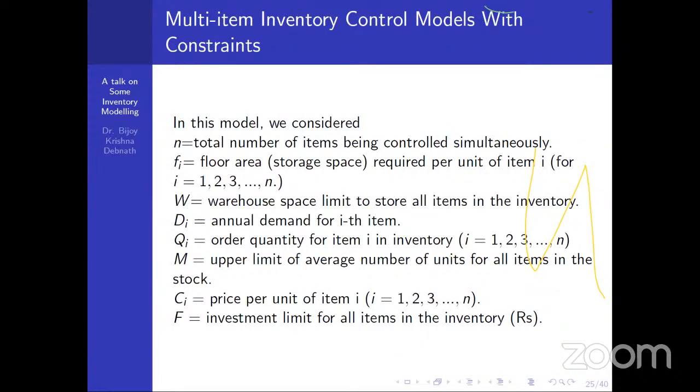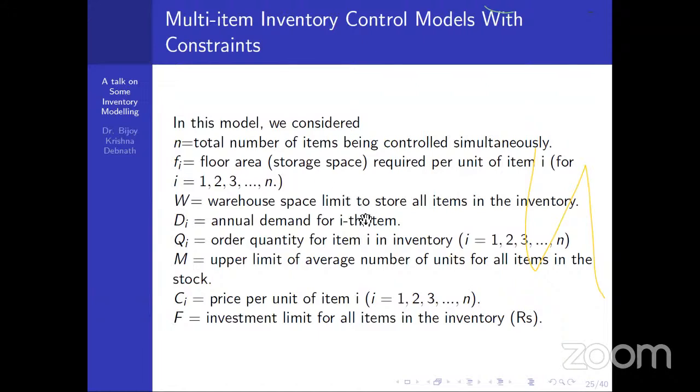Now let us move on to the next constraint model. Here we have assumed multi-item. So suppose there are n number of items, which are controlled simultaneously, and the floor area for each item i is Fi. And the warehouse space is W. The warehouse space limited to store all the items in the inventory is W.